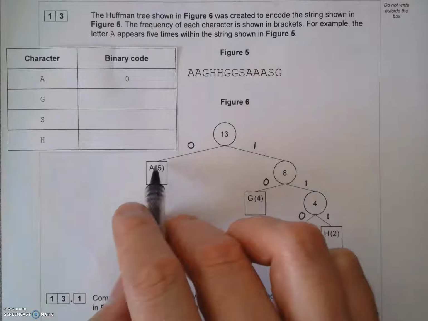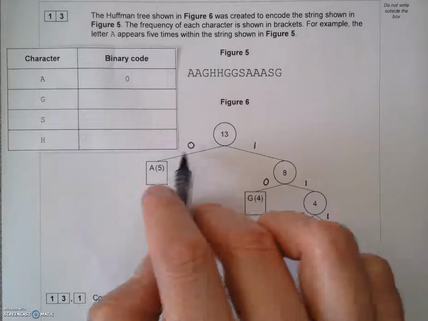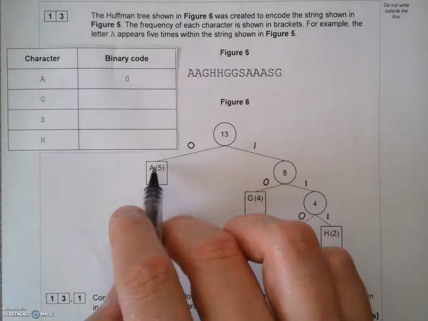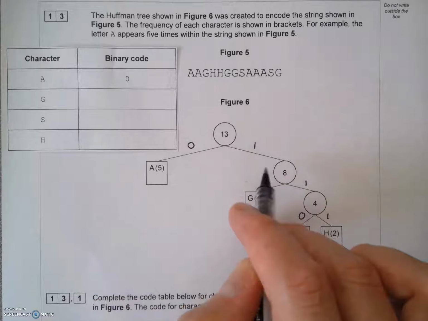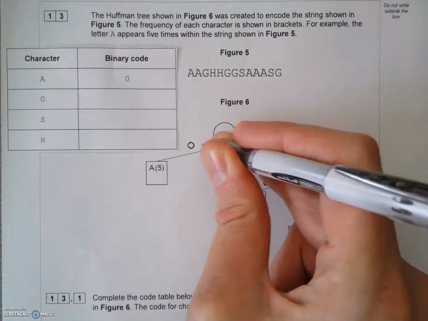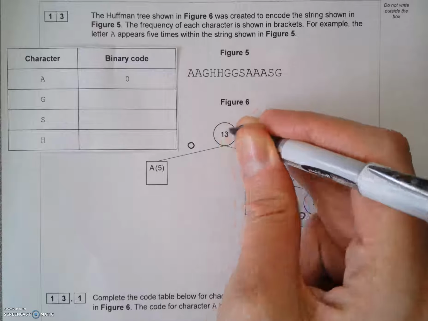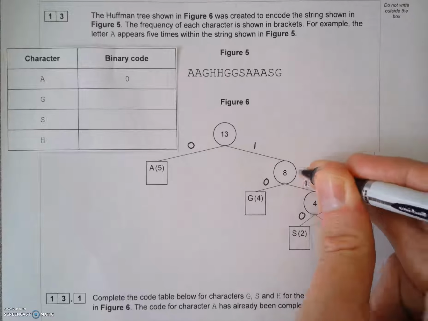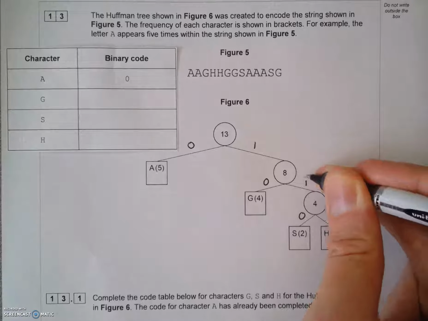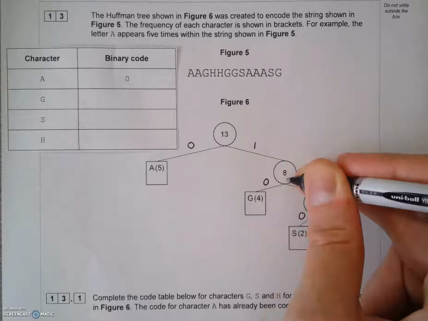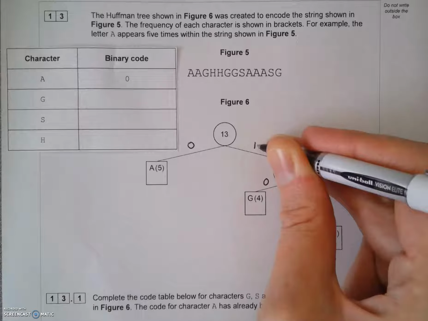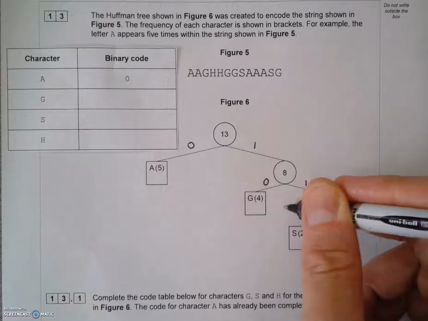A is 0. A only has 1 digit and it's off to the left hand side, so zeros must go to the left. What you do need to remember is zeros go to the left and ones go to the right. So what I recommend you do when given a question like this is put the numbers on the branches, ones and zeros. I've labelled all the branches. So now I can look at G.